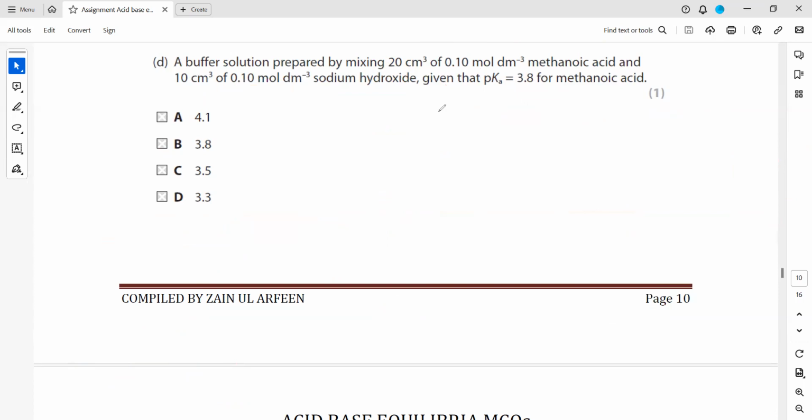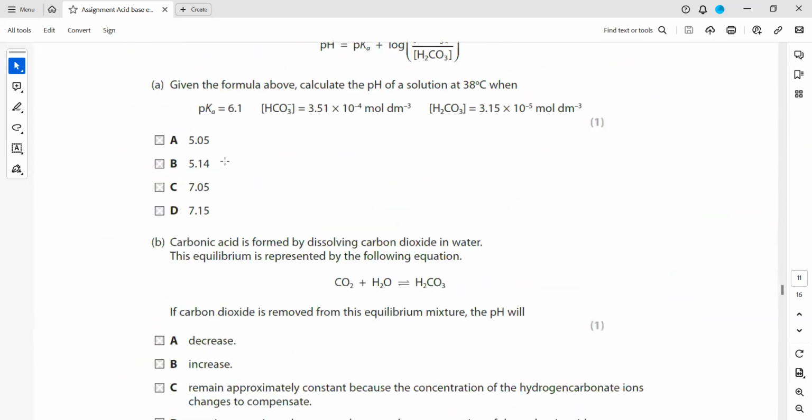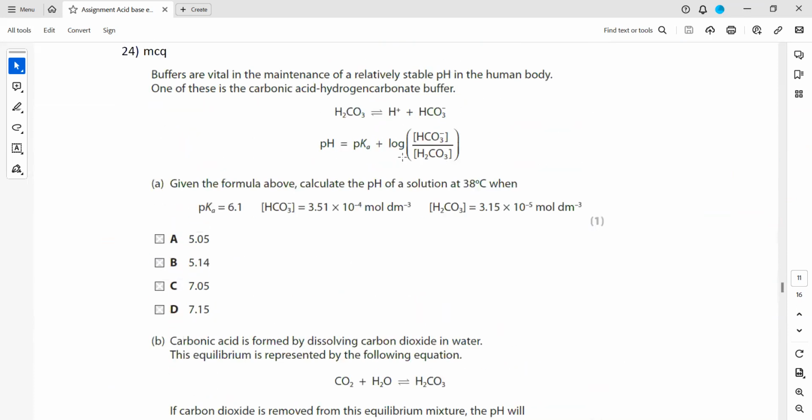Next is question 27. You can also use pH is equal to pKa plus log of salt divided by acid concentration. You can remember this formula as well. If the concentrations are the same, this factor will be 0. And when this factor is 0, the pH and pKa will be equal. This is what we did in the previous question.